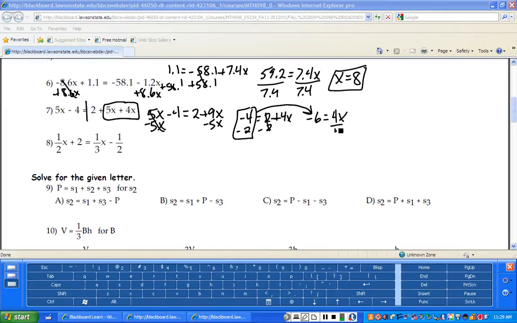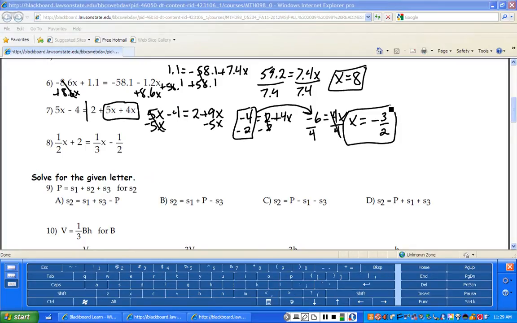Alright, divide both sides by 4. Alright, so 4 is canceled. X equals negative 6 over 4, which is the same as saying x equals negative 3 over 2, because 2 goes into 4 2 times, 2 goes into 6 3 times. Again, you always have to reduce.